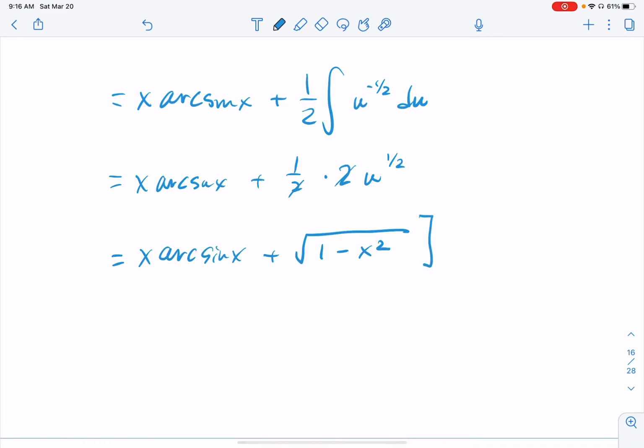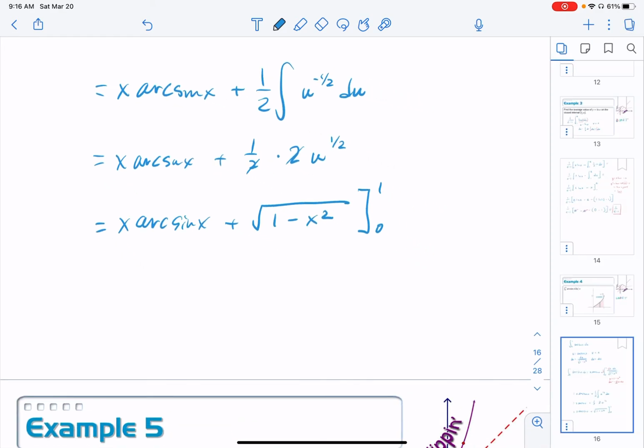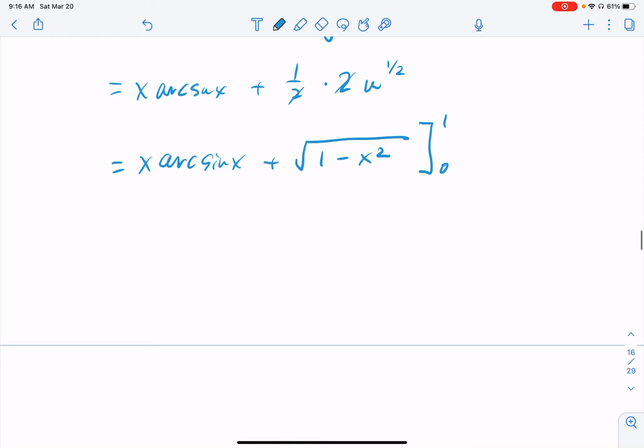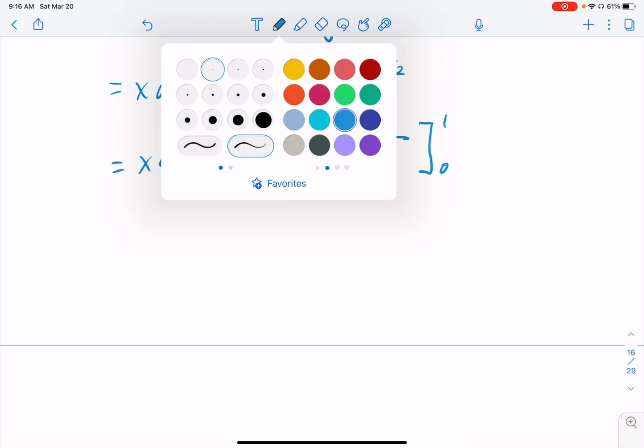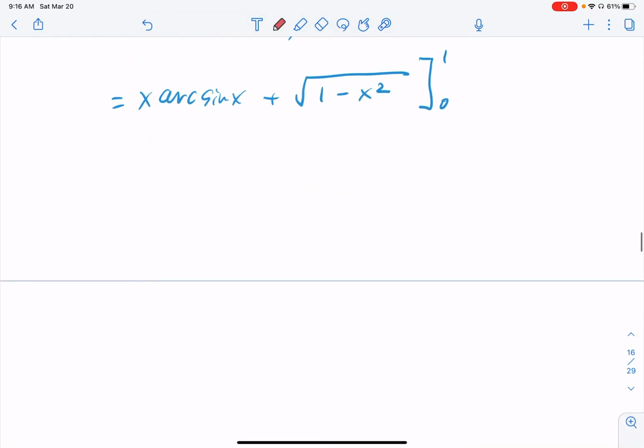Okay, and now we can evaluate that from 0 to 1, the original bounds of our integration here. Well, you know what I like to do, right? I like to check to make sure that my antiderivative is correct, and I'm going to do that by taking its derivative. So let's say that our function is x arc sine x plus the square root of 1 minus x squared, or if you prefer, all of that to the 1/2 power.